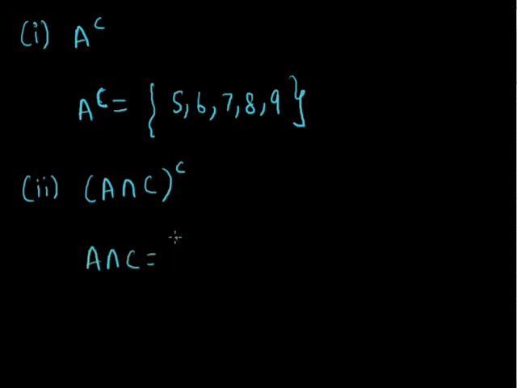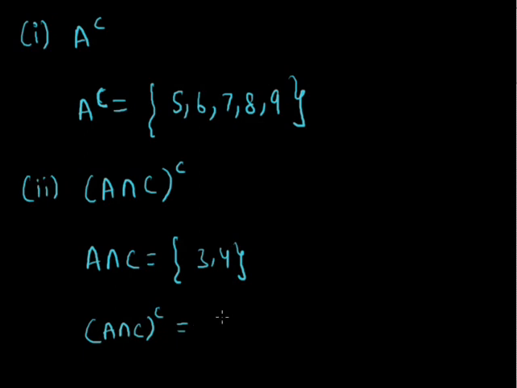A intersection C means the elements which are common in both A and C. So if we say A and C, then the common elements of A and C are 3 and 4, because 3 and 4 are the elements which are common in both A and C. And now we'll need to take the complement of this intersection.